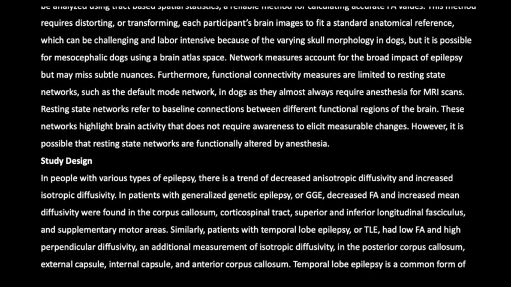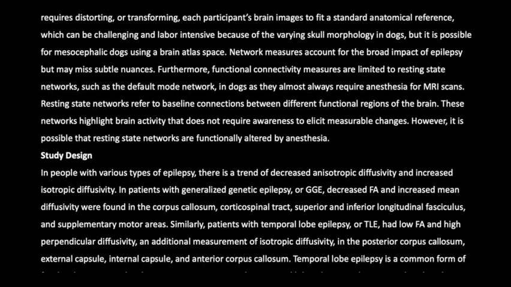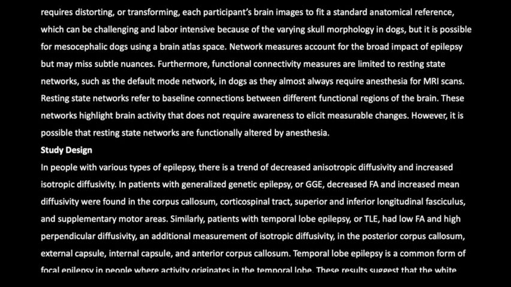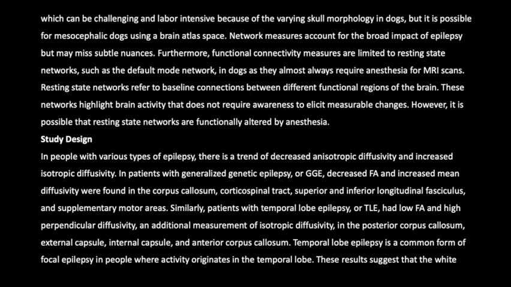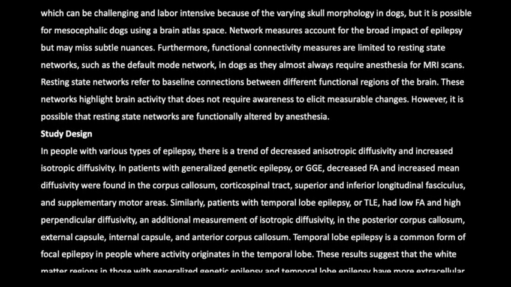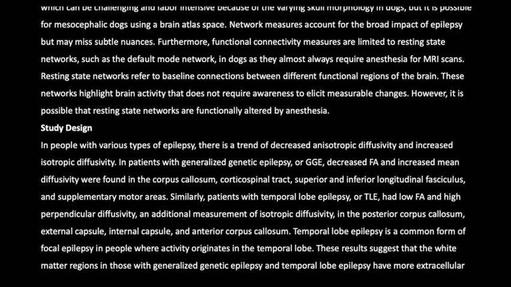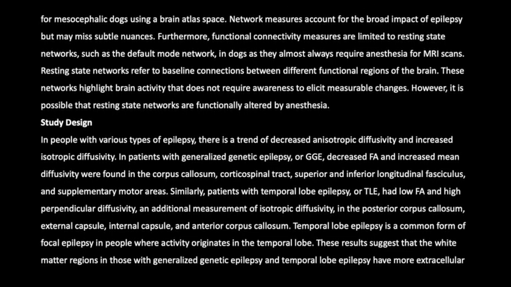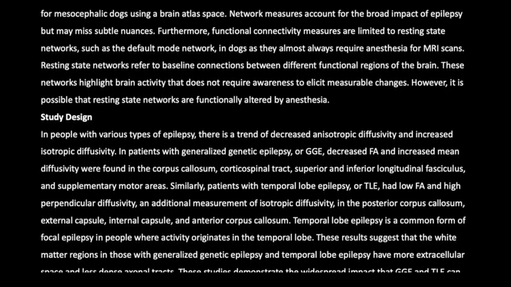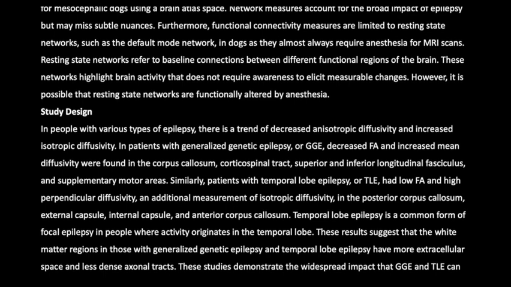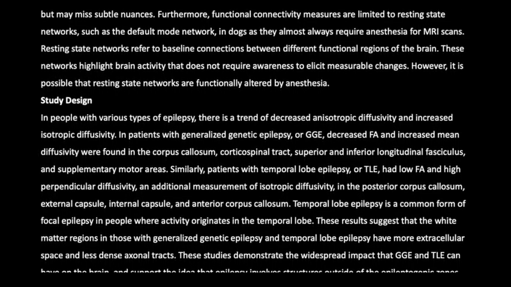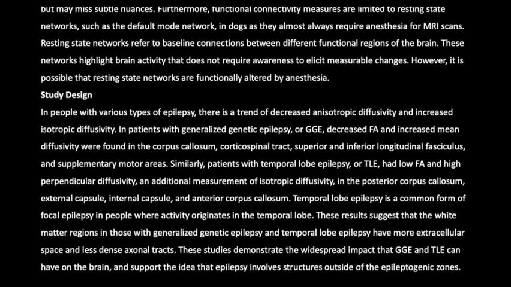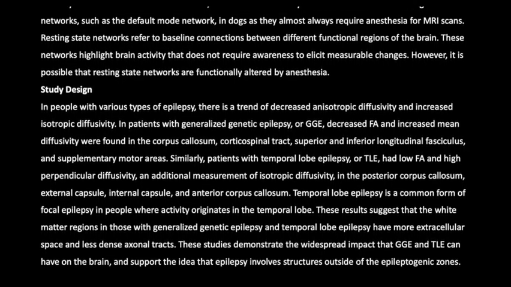Furthermore, functional connectivity measures are limited to resting state networks, such as the default mode network, in dogs as they almost always require anesthesia for MRI scans. Resting state networks refer to baseline connections between different functional regions of the brain. These networks highlight brain activity that does not require awareness to elicit measurable changes. However, it is possible that resting state networks are functionally altered by anesthesia.